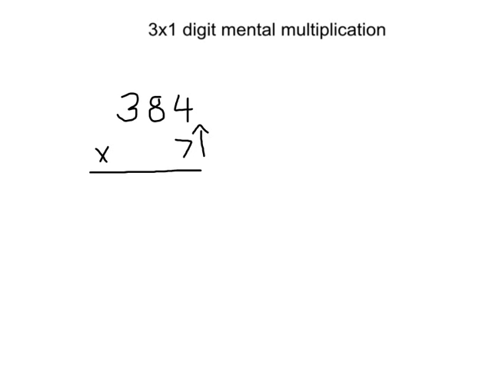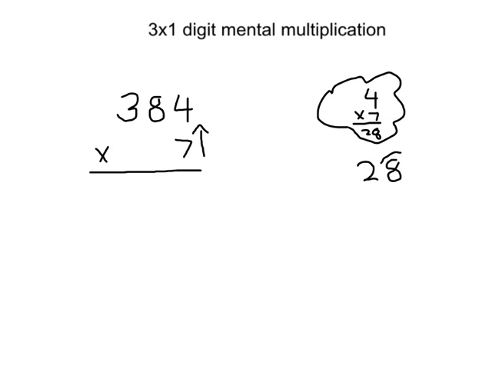So 7 times 4. What we're going to do is we're going to calculate that. And in our head, we're going to think 7 times 4, or 4 times 7, and that equals 28. Now, with that 28, we're going to take the second digit of the 28 and we're going to put it under the 4 and the 7. So that's going to represent our ones column.